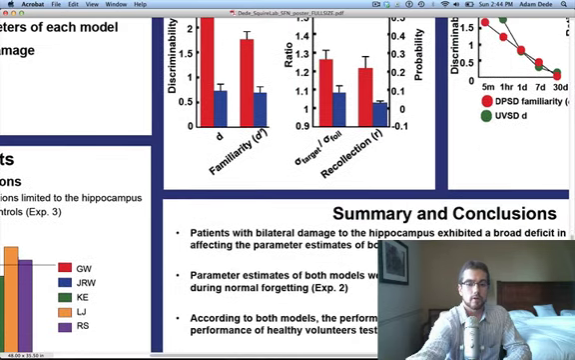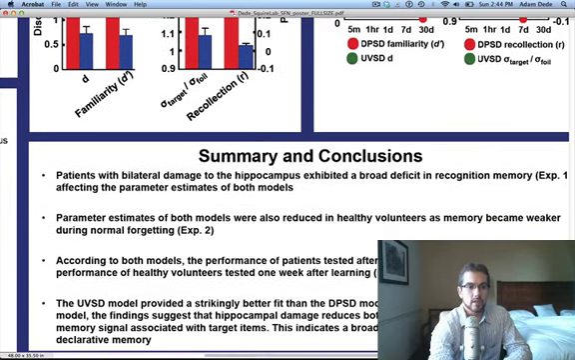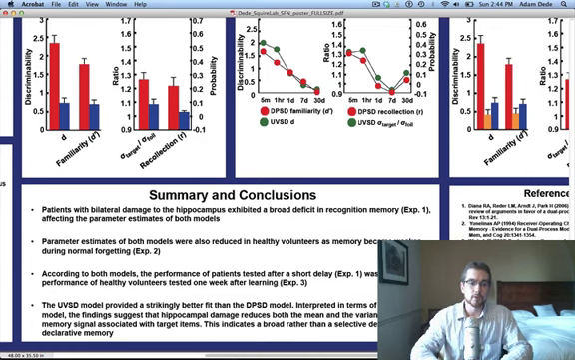What we're seeing here is that these patients with bilateral damage to the hippocampus exhibited a broad deficit in recognition memory in experiment 1, affecting the parameter estimates of both models. The parameter estimates of both models were also reduced in healthy volunteers as memory became weaker during normal forgetting. We saw that in experiment 2. And then, according to both models, the performance of patients tested after a short delay, experiment 1, was similar to the performance of healthy volunteers tested 1 week after learning.